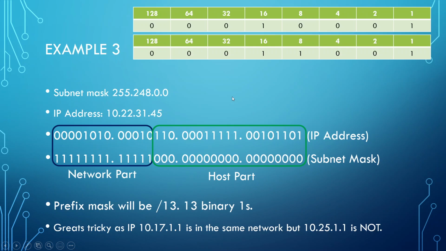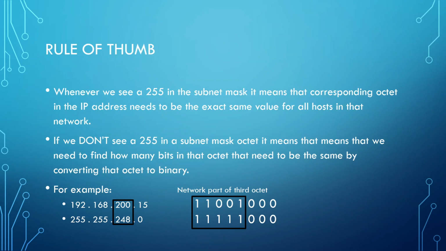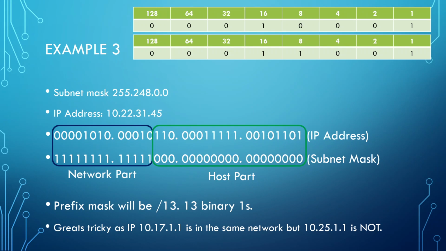And so this is why it's important to understand binary, because when we're using subnet masks which don't have a 255 in the octet, we have to use binary to understand the range of IP addresses and what bits of that IP address have to match for that device to be considered in the same network as us. Now, as a rule of thumb, whenever we see a 255 in the subnet mask, that means that the corresponding octet in the IP address has to be the exact same value. So obviously, if you go back to our previous example, we saw this, where the first octet in the subnet mask is 255.